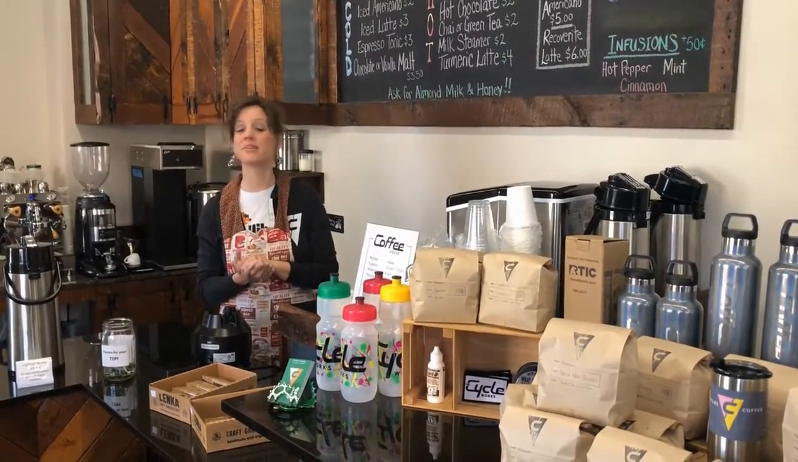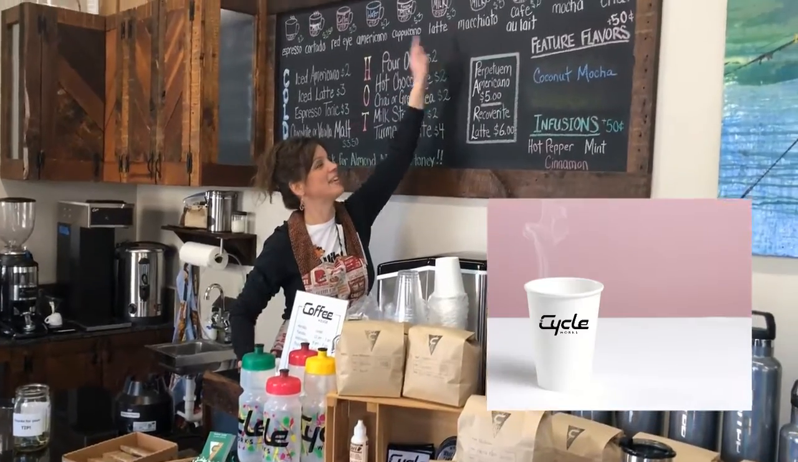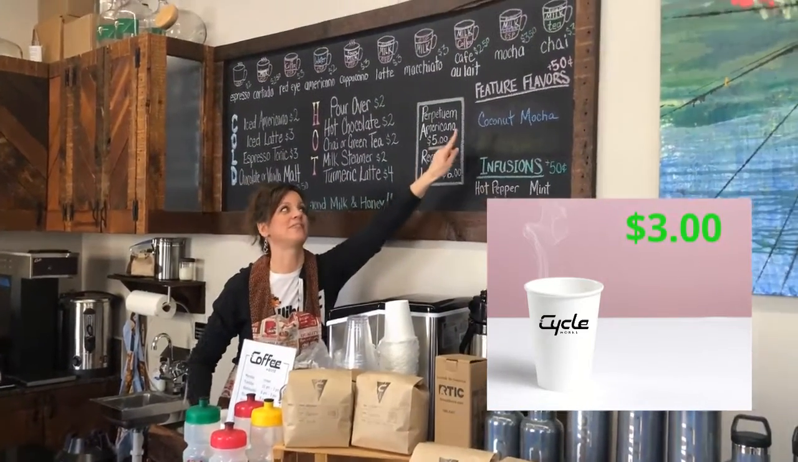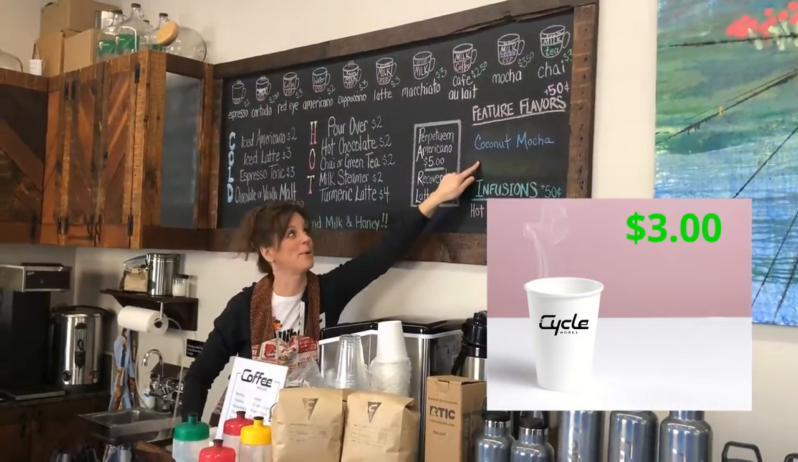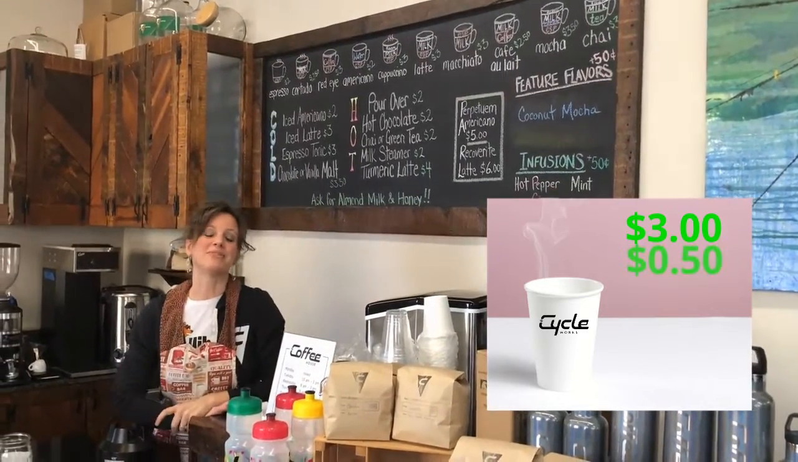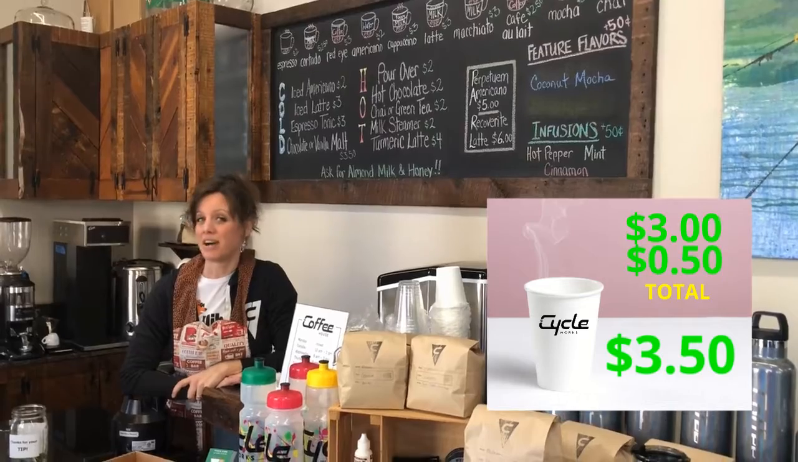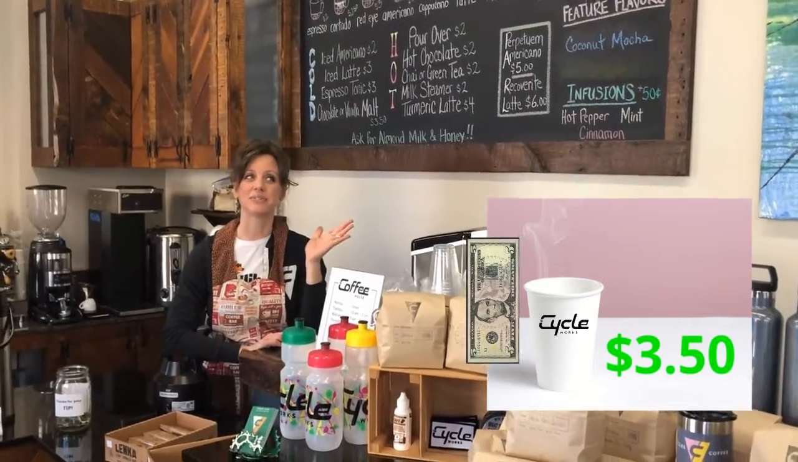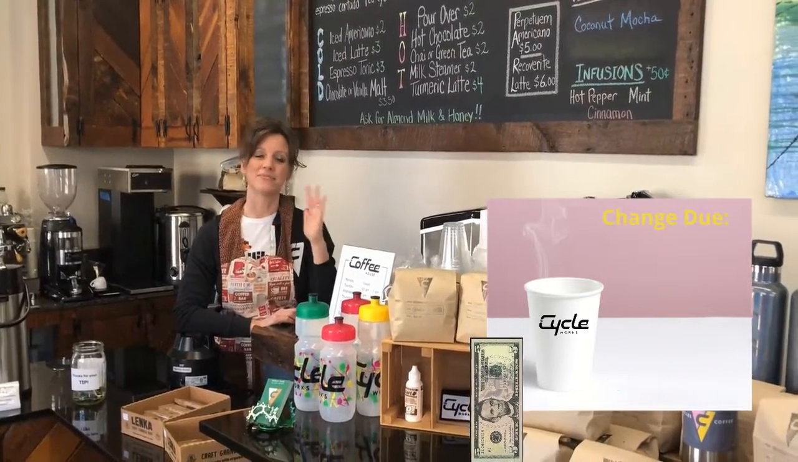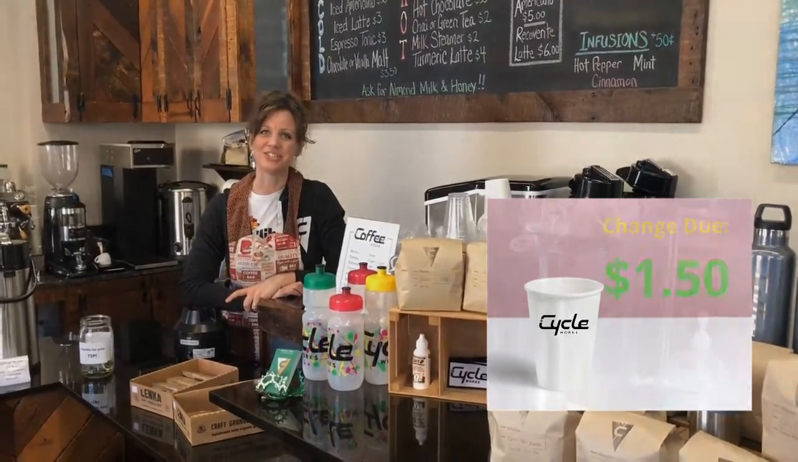So the most popular thing that people order is a latte, which is $3, and they usually like to put a flavoring syrup in it. Right now I have a coconut mocha, and that's an extra 50 cents. So they would owe me $3.50. And a lot of people would pay with a $5 bill, so then I would have to subtract $3.50 from $5, and I'd give them $1.50 in change.